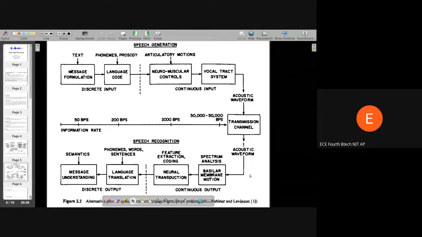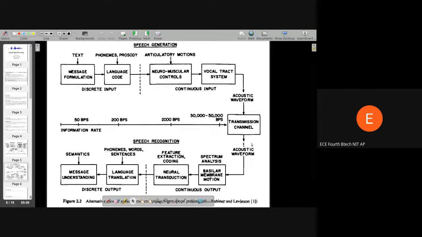And while this is going on, you can also hear a part of your own voice: a feedback loop is there, which allows us to train ourselves and correct errors in pronunciation, in language and so on. That is how you learn the language, because there is a feedback loop.